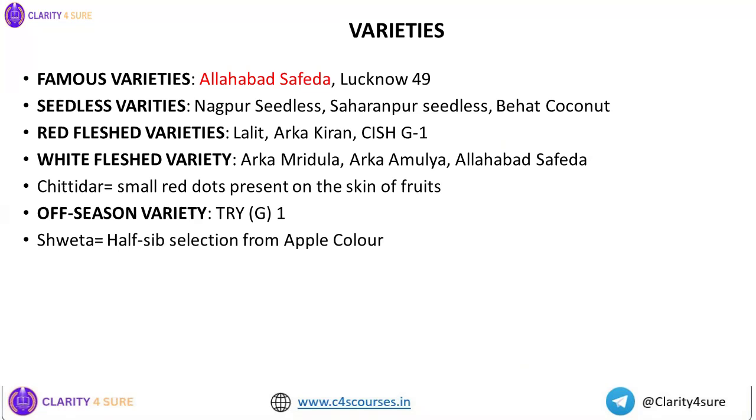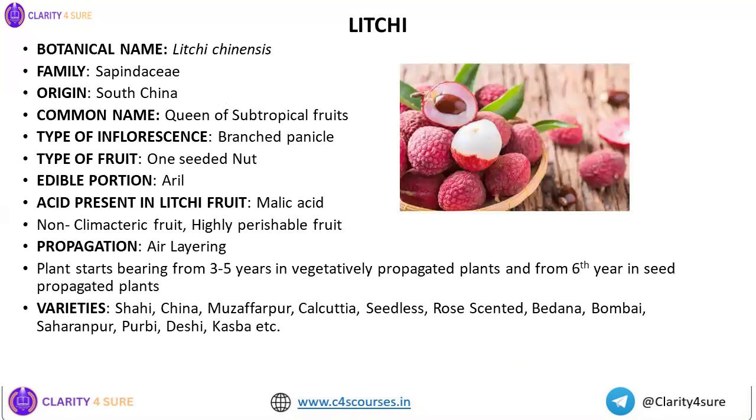Again, here you see Behat coconut. Okay, Behat coconut. So it might also be asked like Behat coconut is the variety of which fruit crop? Then it will be guava. So pineapple is the variety of which fruit crop? Citrus or sweet orange. And Behat coconut is the variety of guava. Okay, right. Next crop is lychee.